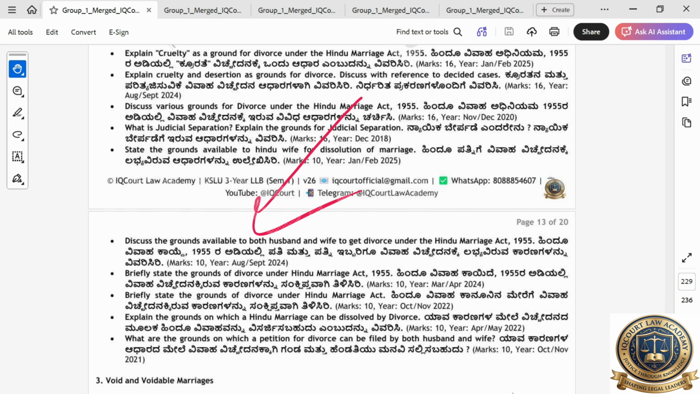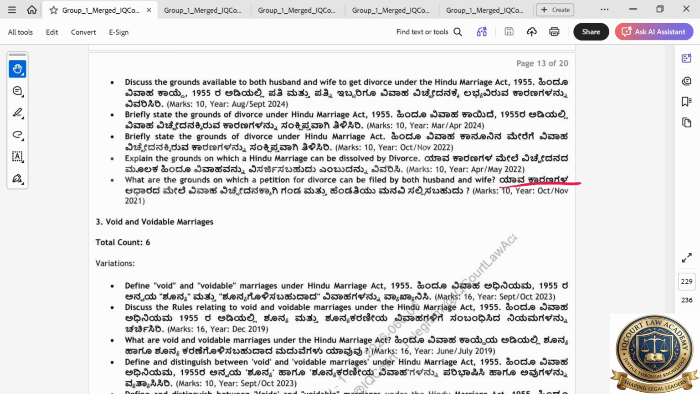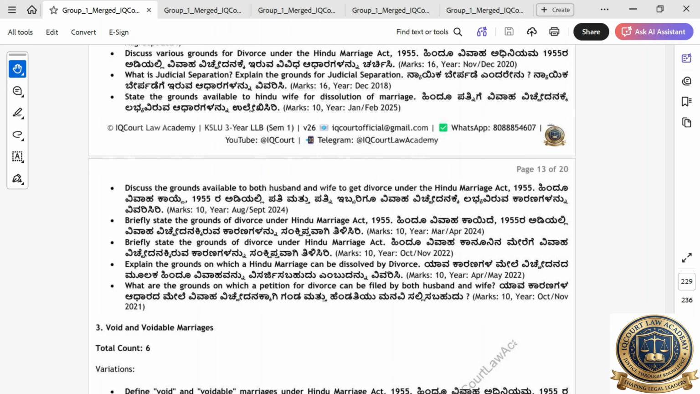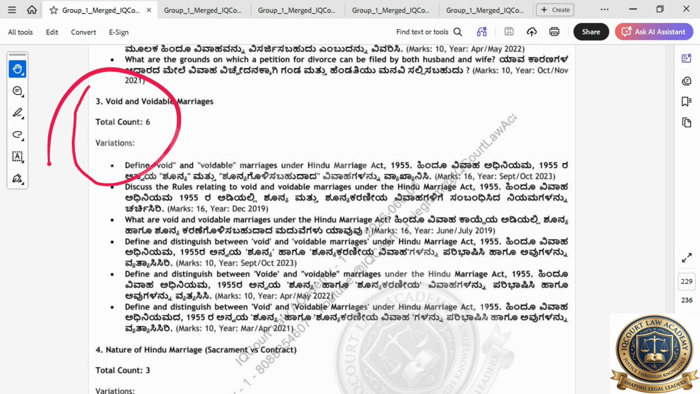Discuss the grounds available to both husband and wife to get divorce under the Hindu Marriage Act. ಹಿಂದೂ ವಿವಾಹ ಕಾಯ್ದೆಯಲ್ಲಿ ಅಡಿಯಲ್ಲಿ ಪತಿ ಪತ್ನಿ ಇಬ್ಬರಿಗೂ ವಿವಾಹ ವಿಚ್ಛೇದನಕ್ಕೆ ಲಭ್ಯವಿರುವ ಕಾರಣಗಳನ್ನು ವಿವರಿಸಿ. Briefly state the grounds of divorce under the Hindu Marriage Act 1955. Same question, different ways. This is very important. What are the grounds on which a petition for divorce can be filed by both husband and wife? This is very important. We'll go to the third question in the second unit.